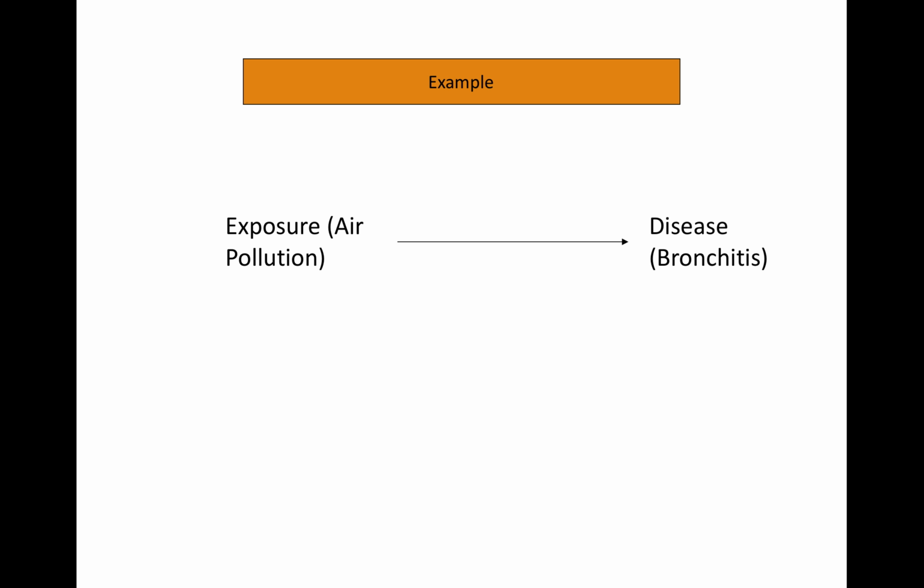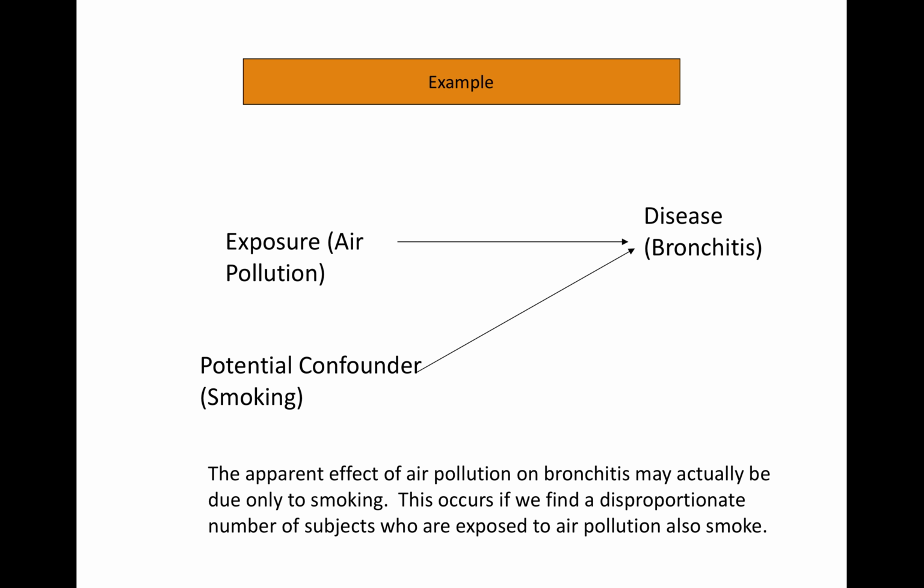And so here's an example that we went through in class, that maybe air pollution is causing bronchitis. So we know that people that live in an area that have higher air pollution, there are higher rates of bronchitis. But maybe this relationship could be explained by smoking, to where the apparent effect of air pollution on bronchitis may actually be due only to smoking. And so this is only going to occur if we find that smoking is a risk factor for bronchitis and smoking is associated with air pollution.